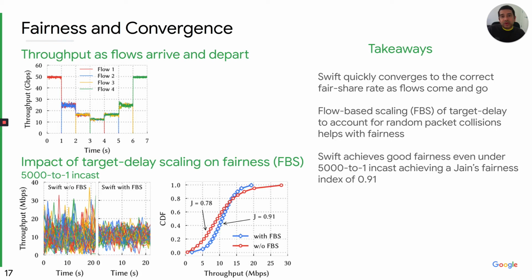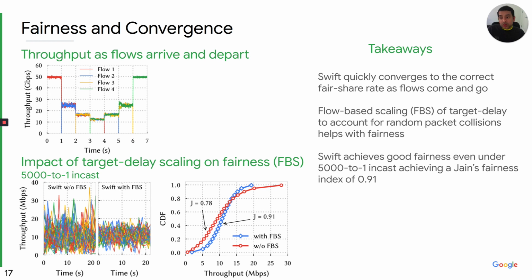To see how Swift performs on the yardsticks of fairness and convergence, I'm going to present two experiments. In the first experiment, we start with one flow and we incrementally add flows one by one and then tear them down one by one again. The line rate in this experiment is 50 Gbps, and what we see is that Swift is able to quickly converge to the correct fair share rate as flows come and go.